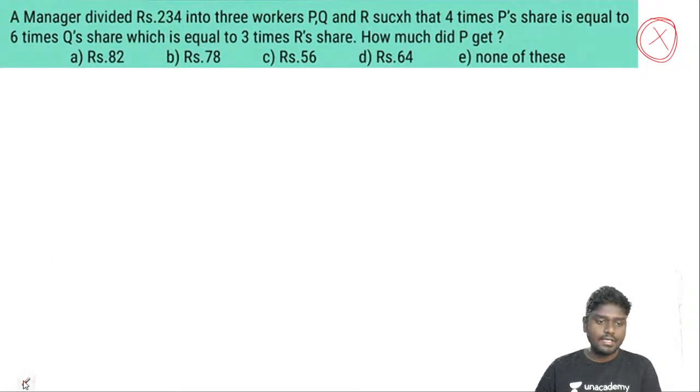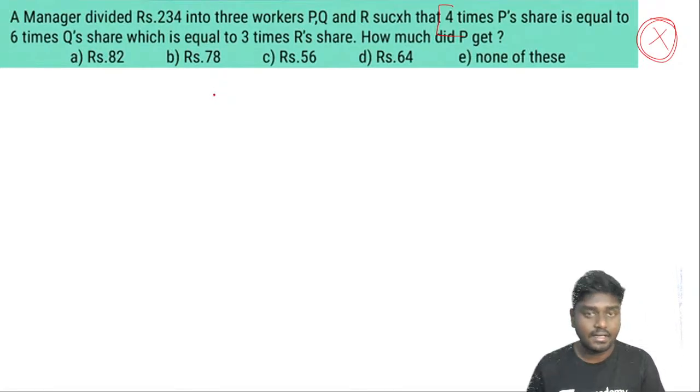You just need to decode this first. 4 times P's share is equal to 6 times Q's share, which is equal to 3 times R's share. How much did P get? That's your question. Come on, guys, start doing this. Get me the right answer for this, everybody.